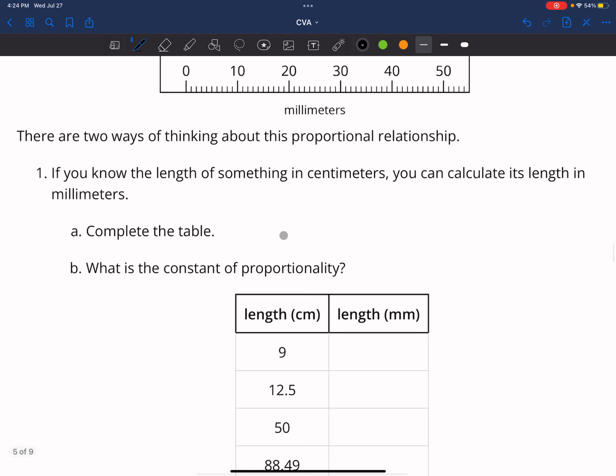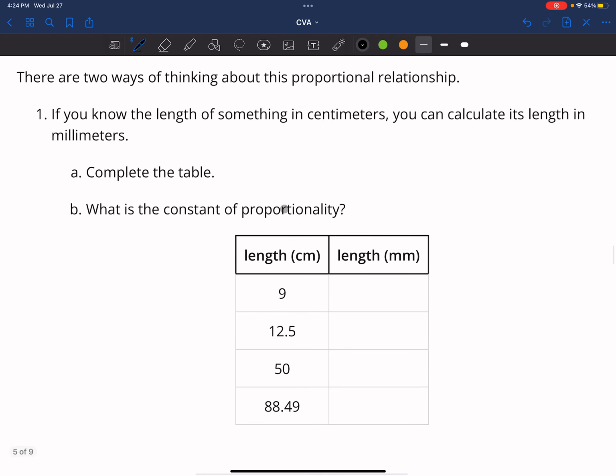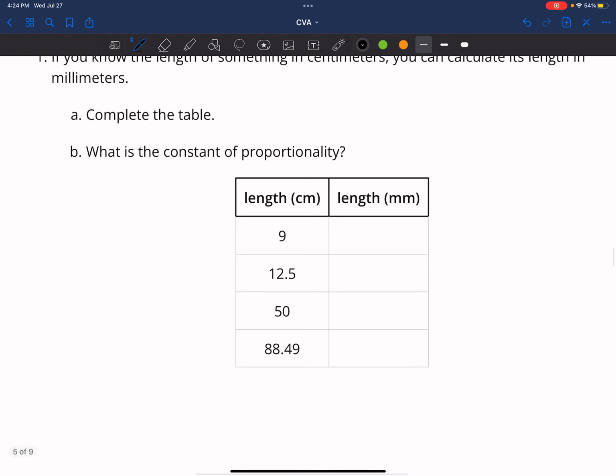So let's complete the table. So what is a constant of proportionality? Let's complete the table first. So we know that every 1 centimeter is equal to 10 millimeters, right? You can write it like that, or you can write it as a proportion. It really doesn't matter. It's the same thing.